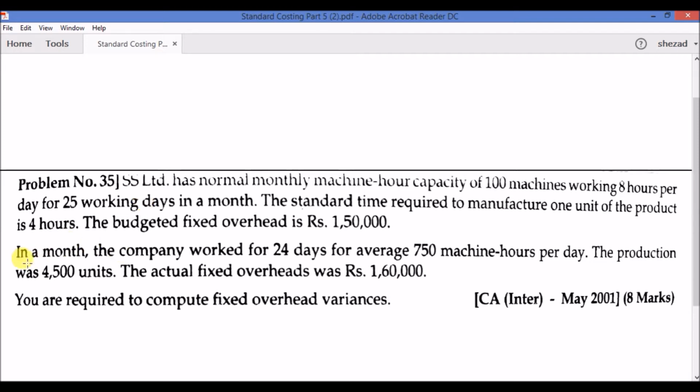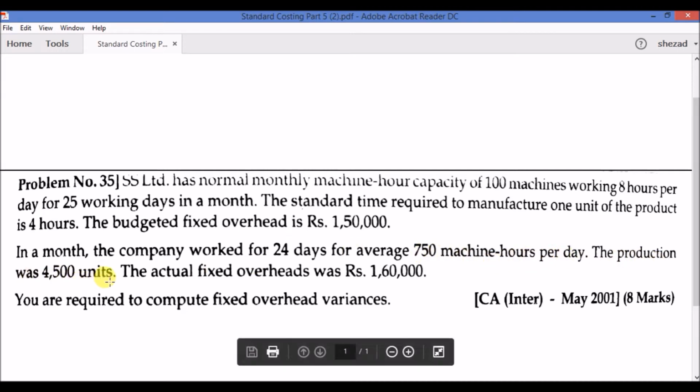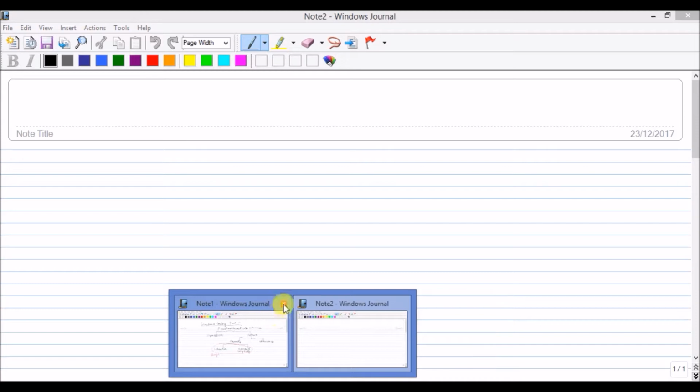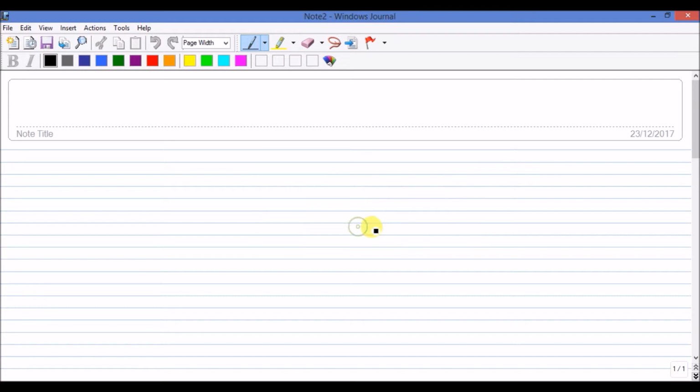So I'm reading further. In a month, the company worked for 24 days for an average 2750 machine hours per day. The production was 4500 units. The actual fixed overheads was 1,60,000, and you are required to compute the fixed overhead variance. So this is a comprehensive sum, so I'm doing it. So we are going to the sum.